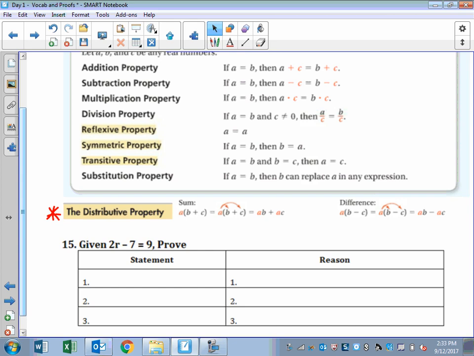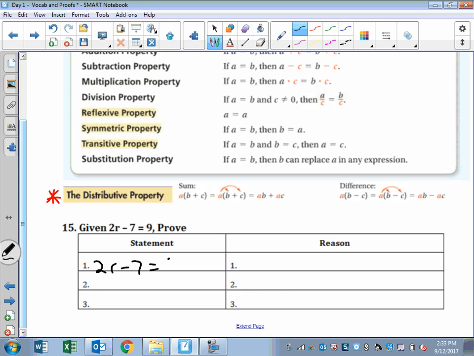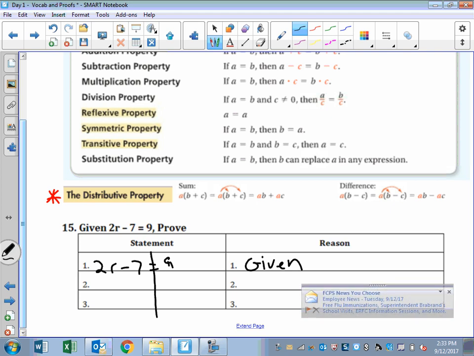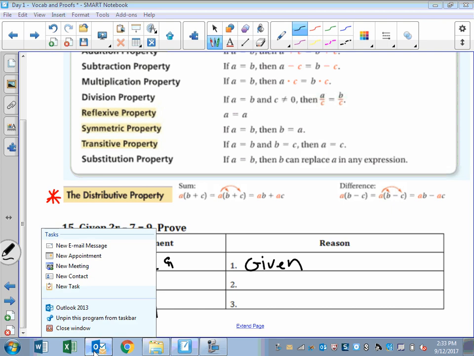So for our first example, I told you guys this a couple of class periods ago, it was on your first exit ticket, that the first statement that we write is always going to be the one that they give to you. So given 2r minus 7 equals 9. That's given to us. So the first statement, the first reason is always going to be given. Now we're going to solve this just like any algebra problem. And then for the steps, those are going to be our reasons.